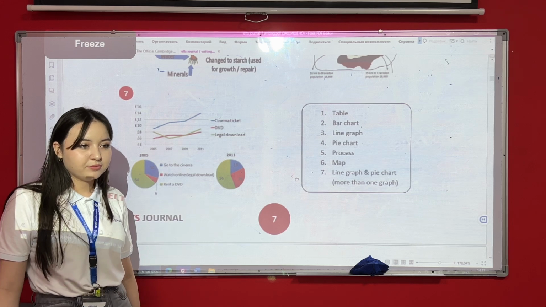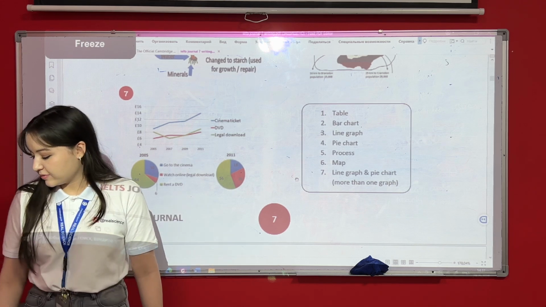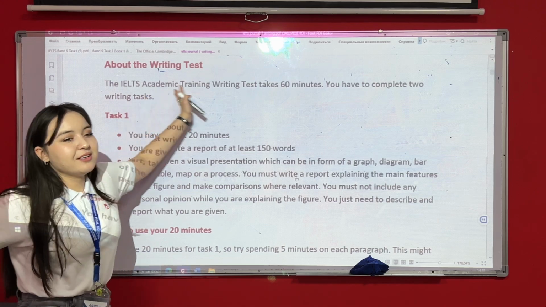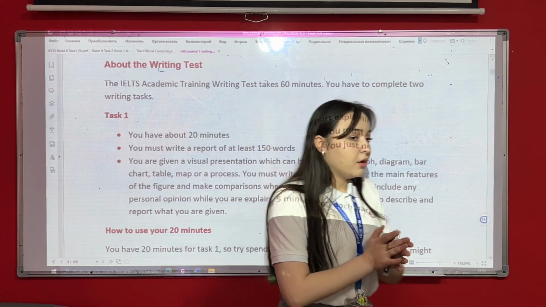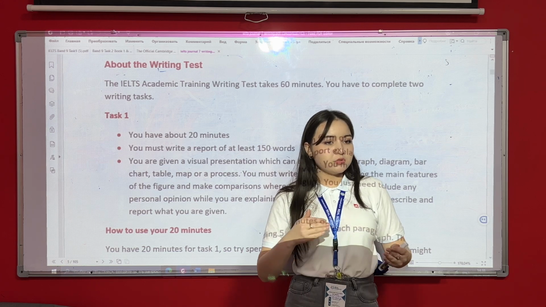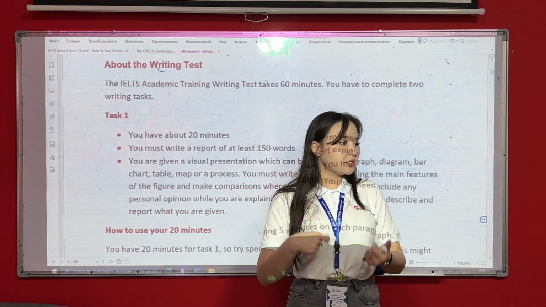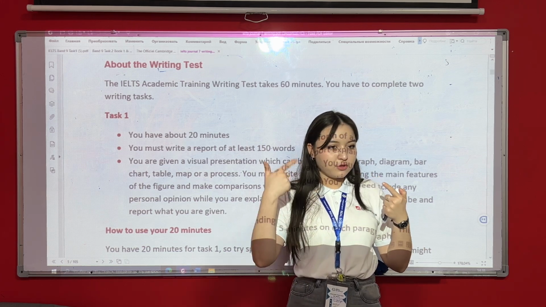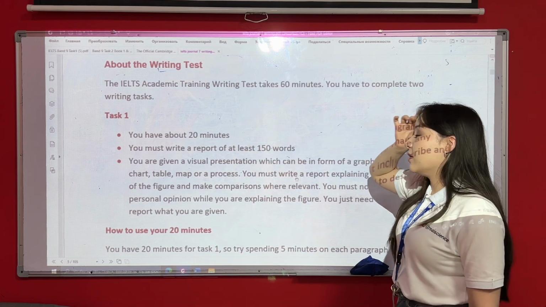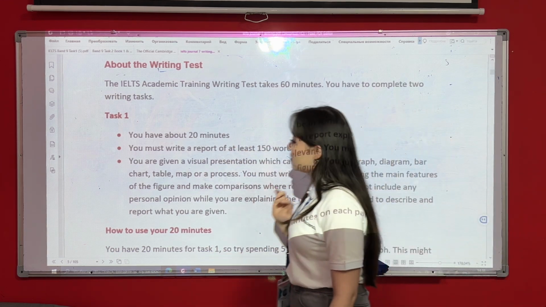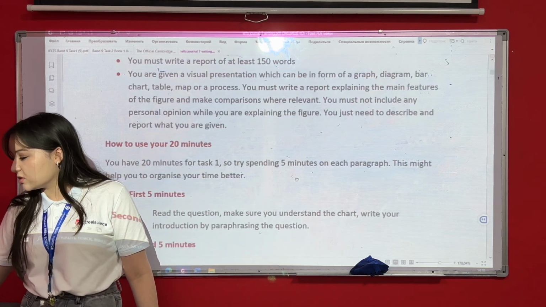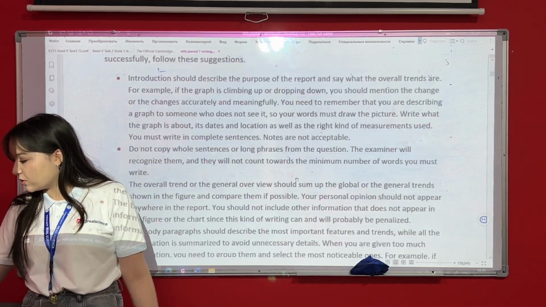Done? Yes. Okay, good. So here, guys, about the writing test itself. It is academic IELTS, academic writing, so you have to use only academic language to express your thoughts, right? First of all, the academic IELTS writing takes about 60 minutes. And you have to complete 2 tasks, right? So this is writing task 1 for you.